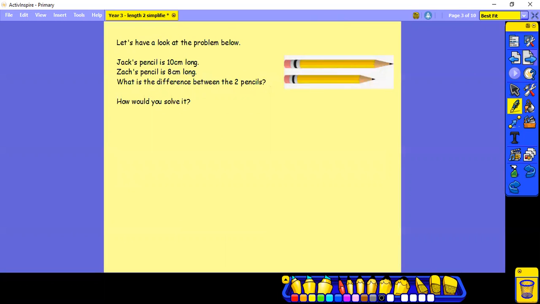Let's have a look at the problem below. Jack's pencil is 10 centimetres long and Zach's pencil is 8 centimetres long. What is the difference between the two pencils? How would you solve it? Pause whilst you have a go.